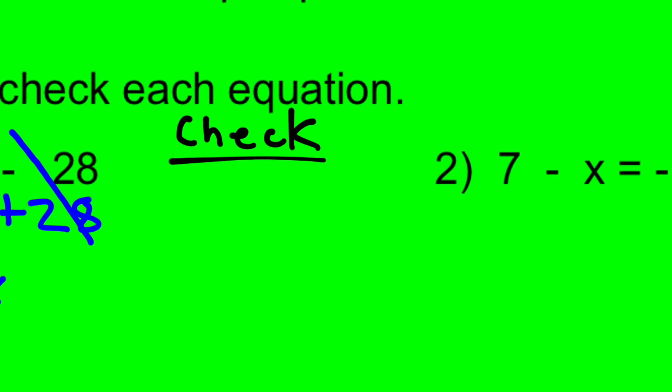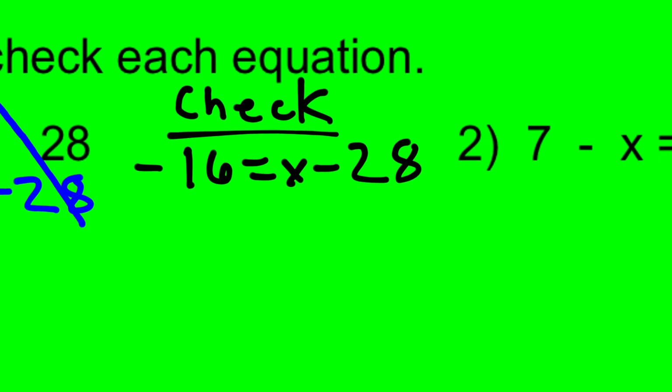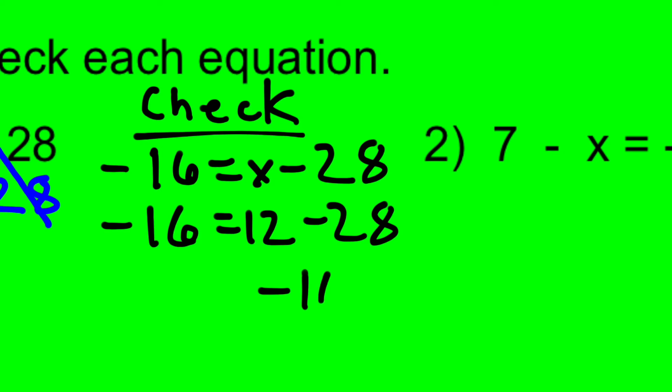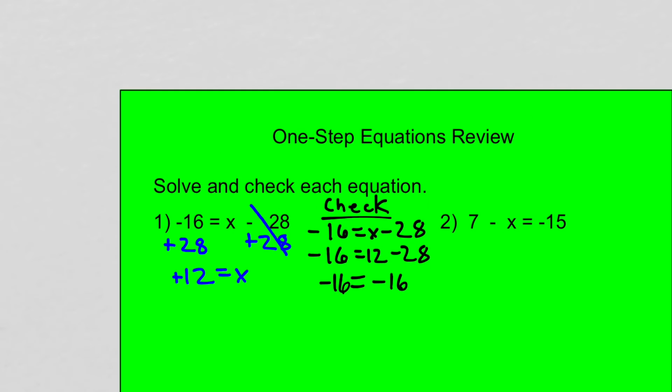Now, to check that, we write down the original equation. Negative 16 equals x minus 28. And we substitute in our value for x. So negative 16 equals 12 minus 28. Is that true? Well, 12 positives and 28 negatives subtract, and I get negative 16. Negative 16 equals negative 16. So the equation checks out.